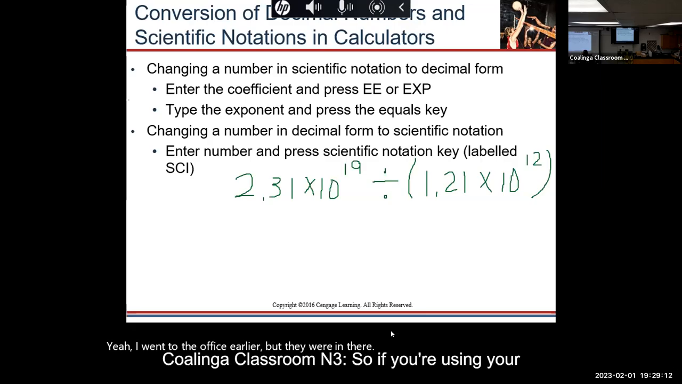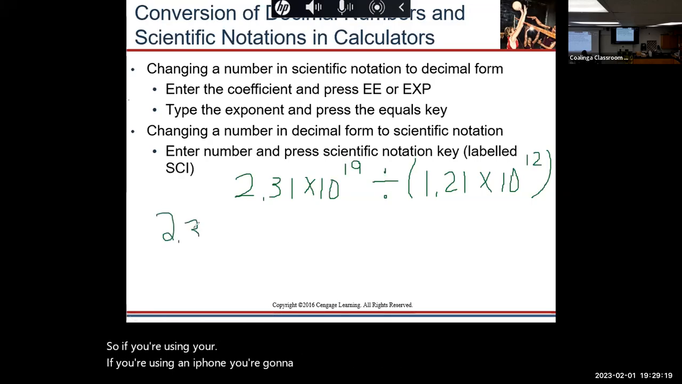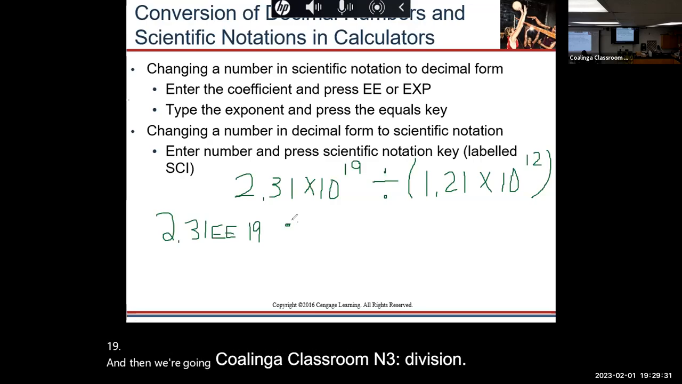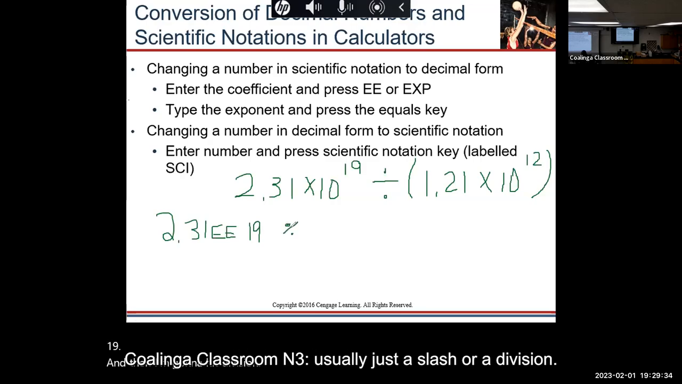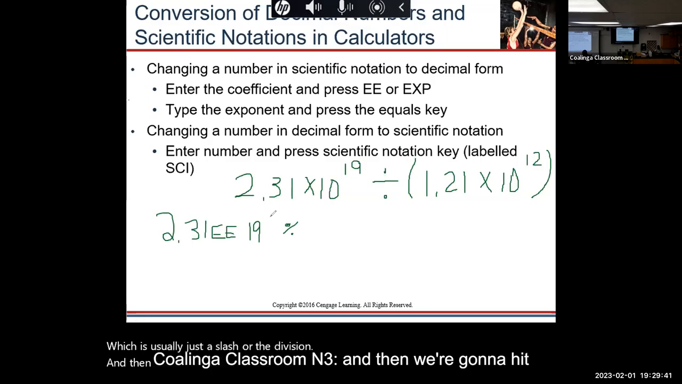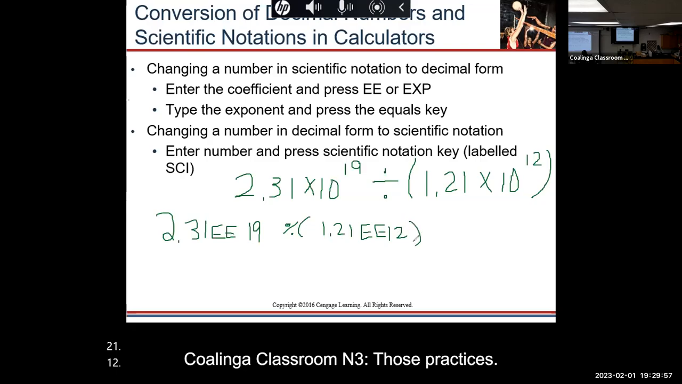Okay, so if you're using an iPhone, you're going to enter 2.3119. Then you're going to hit division, usually just a slash or the division symbol. And then we're going to hit parentheses, 1.21 EE 12, close parentheses.